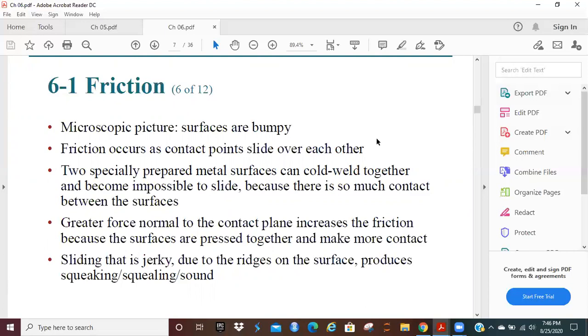So for instance, two specially prepared metal surfaces can cold weld and become impossible to slide because there's so much contact between the surfaces. That's kind of unusual. Greater force normal to the contact plane increases the friction because the surfaces are pressed together and they make more contact. Sliding that is jerky due to the ridges on the surface can produce a squeaking or a squealing sound. That's always pleasant.